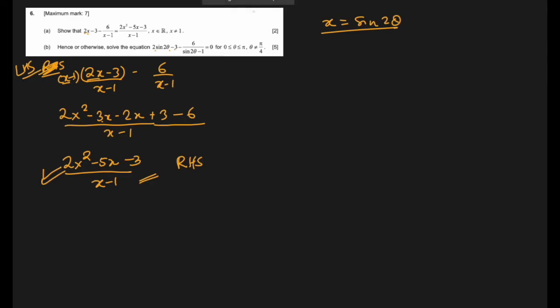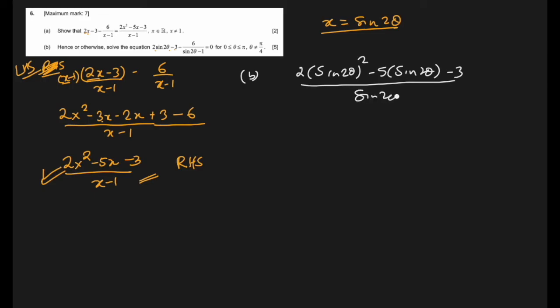So 2x square will become 2 sine 2 theta square. I'm doing the B part here, okay? Minus 5x becomes minus 5 sine 2 theta, minus 3 over sine 2 theta minus 1 is equal to 0. This is what we have to solve between 0 and pi, okay, in radians.